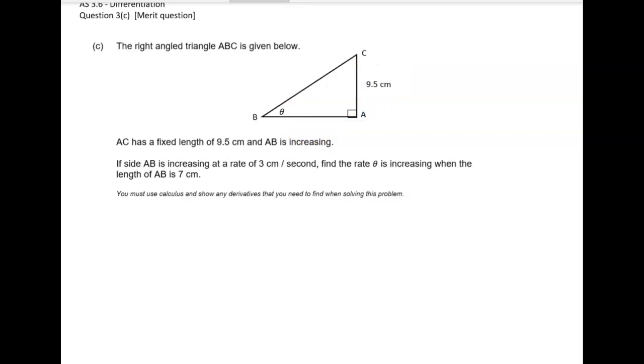I've said this in class before, but probably the biggest mistake that we see in these questions is when students immediately try to use that 7 centimetres figure. We want to use that right at the end of the problem. So what I have to find here is d theta by dt when x is equal to 7. We're going to set a chain rule relationship up for that. We're given dx by dt.